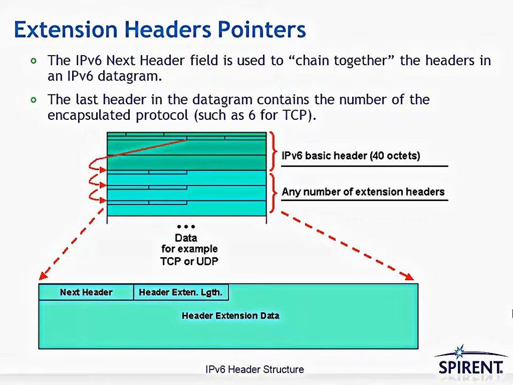Whereas IPv4 had a fixed internet header length field which limited the options that could be carried in an IPv4 datagram, IPv6 does not have that same limitation. Of course, ultimately there could be an upper layer protocol that is carried by TCP or UDP, and so the final next header field would point to either 6 or 17.